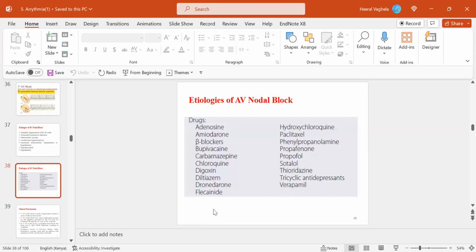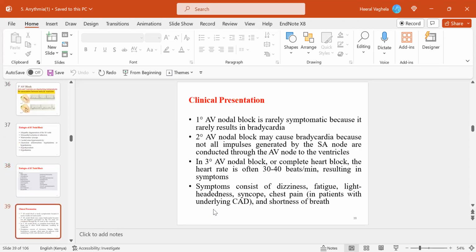Same etiology, same medications that cause it. Symptoms: usually for first degree AV block, patients are asymptomatic. Second degree would just cause some bradycardia, and with third degree AV block, which is complete heart block, that's when the patient has severe bradycardia, and experiences dizziness, lightheadedness, chest pain, fatigue, and all those.